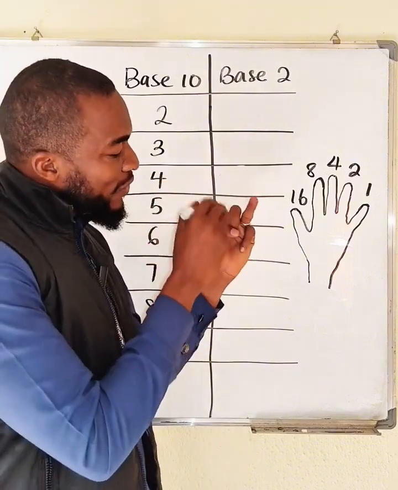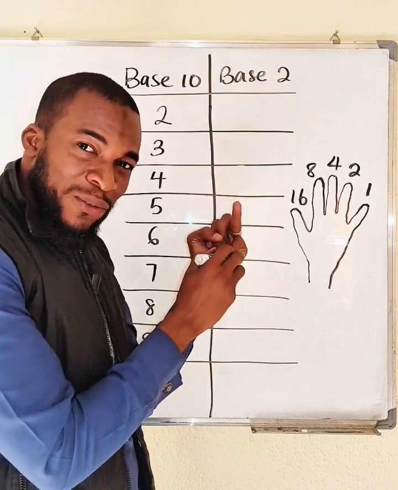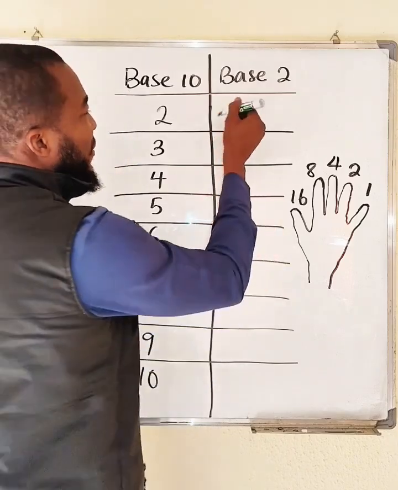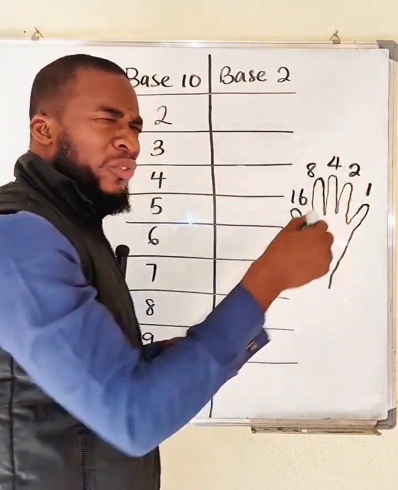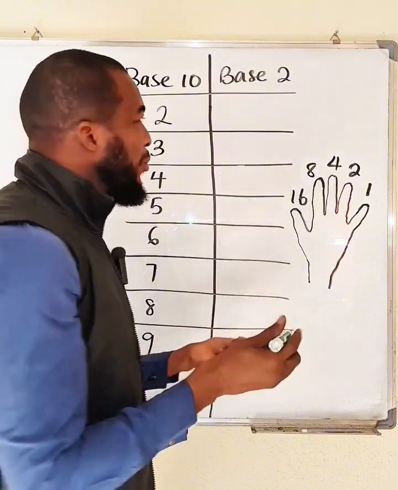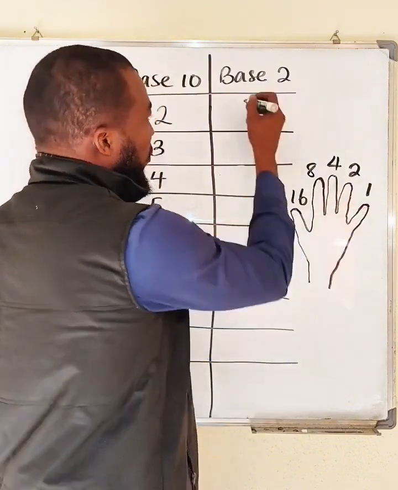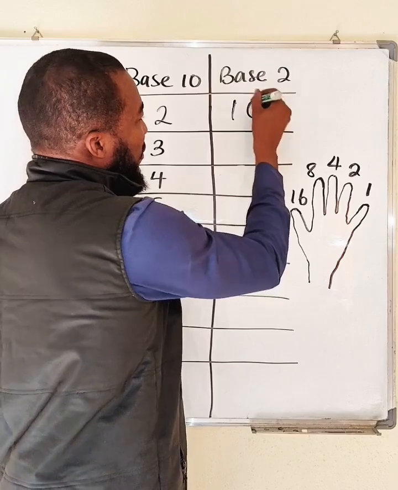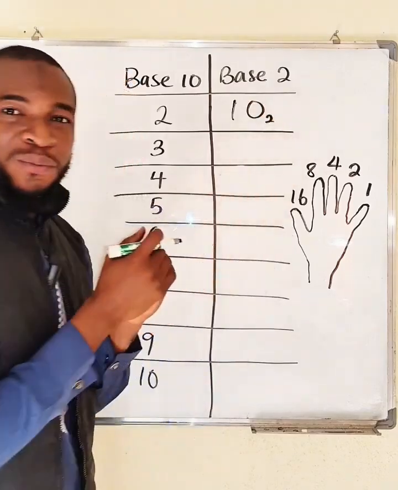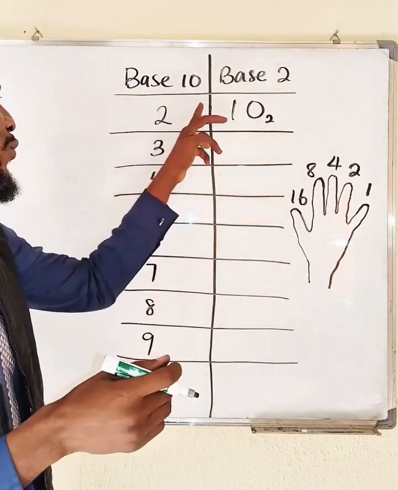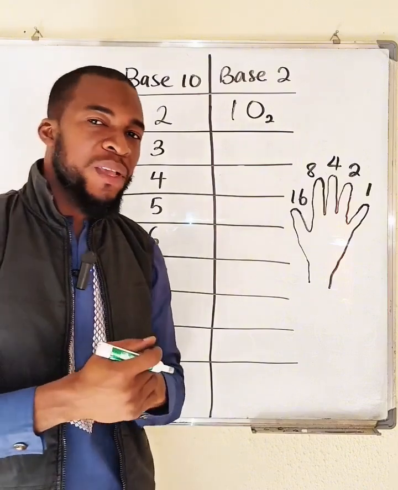So we have 0, 0, 0, 1, 0. But those zeros before 1, they are not important. So we should start from 1, 0, base 2. Yes. Therefore, 2 is equivalent to 1, 0 in base 2.